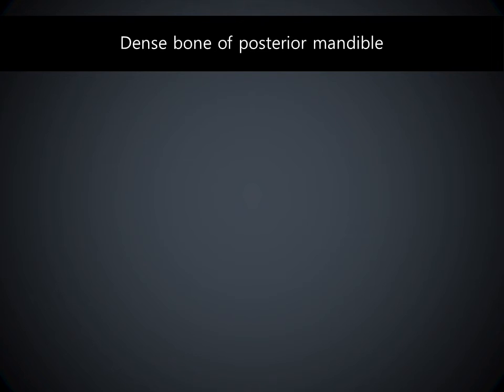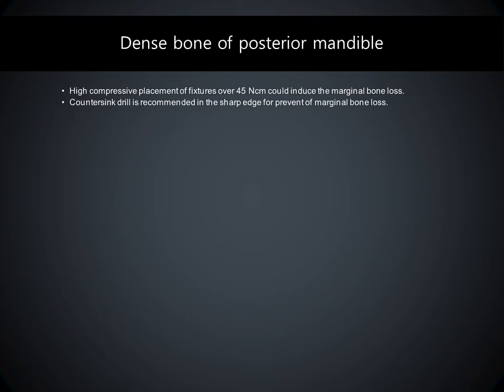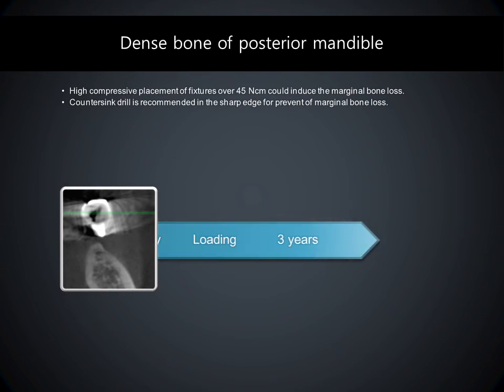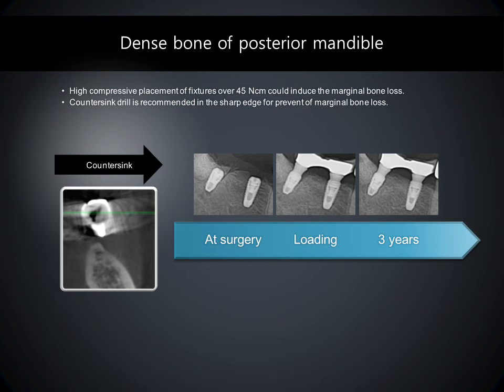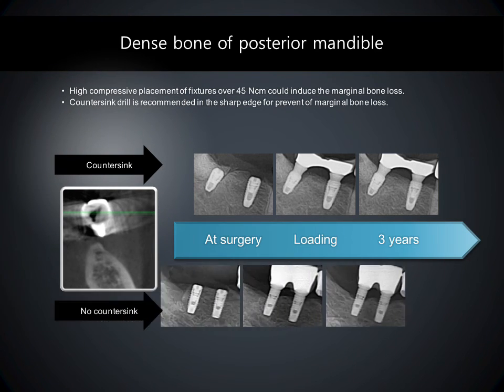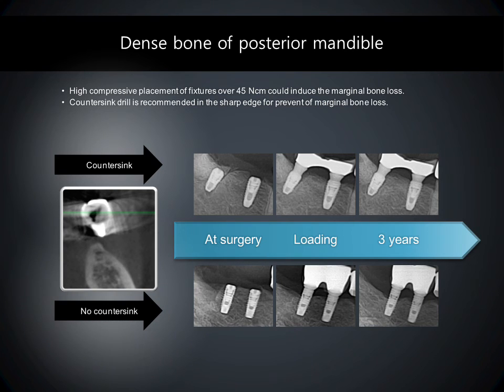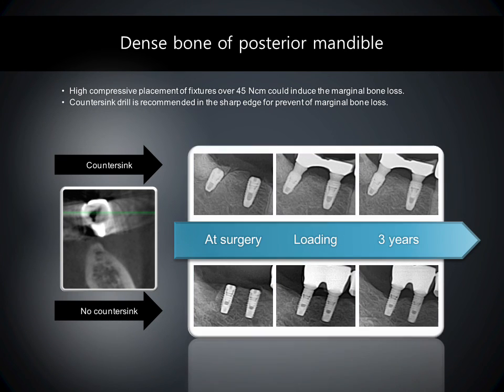In dense bone of the mandible, high compressive placement of a fixture over 45 Nm could induce marginal bone loss. A countersink drill is recommended at the sharp edge to prevent marginal bone loss. During the healing period, the compressed marginal bone is rapidly lost when no countersink drill is used.